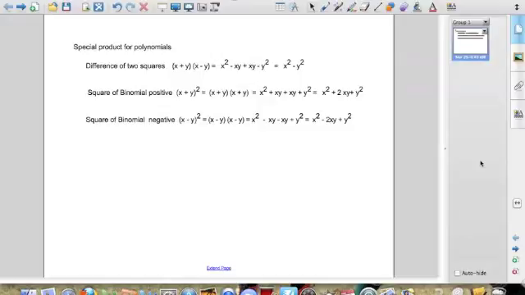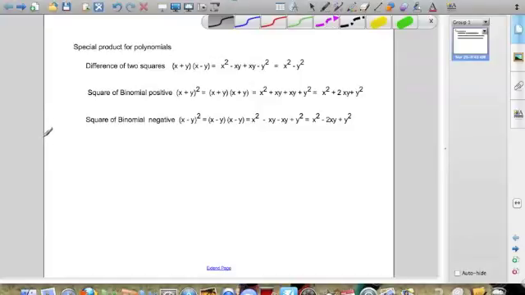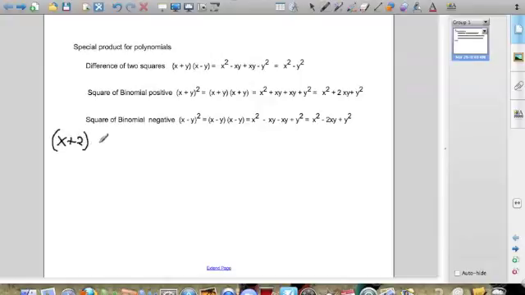Right, so we'll take a look at a few examples here. For the first one, a difference of two squares. Something like x plus 2 times x minus 2. Again, when I'm doing this, my first term will be x squared. My outside term is going to be a minus 2x. My inside term is going to be a plus 2x. So my middle terms will cancel. And then my last term is going to be a minus 4. Right? So we get x squared minus 4.